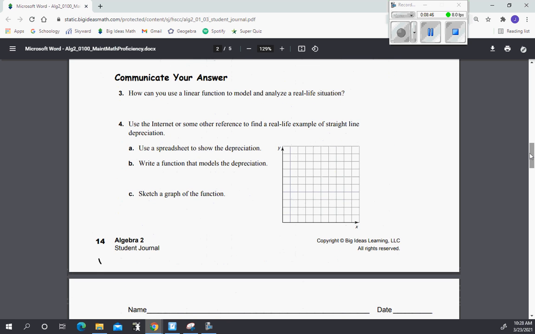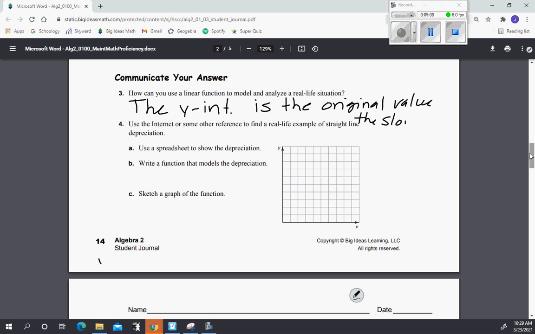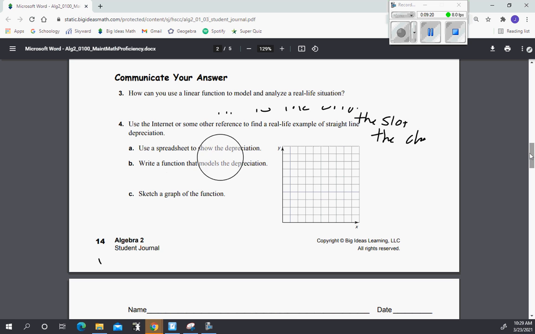Number 3, how can you use a linear function to model and analyze a real-life situation? The y-intercept is the original value. The slope is the change. All right, moving on.